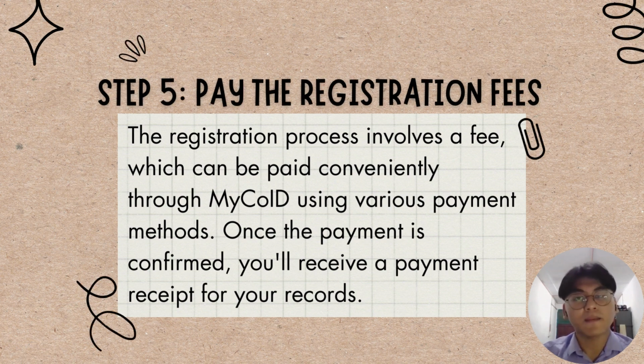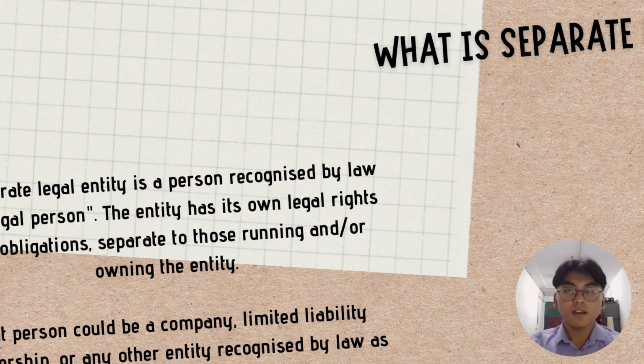Lastly, which is step 5, pay the registration fees. The registration process involves a fee, which can be paid conveniently through MyCoID using various payment methods. Once the payment is confirmed, you'll receive a payment receipt for your record.